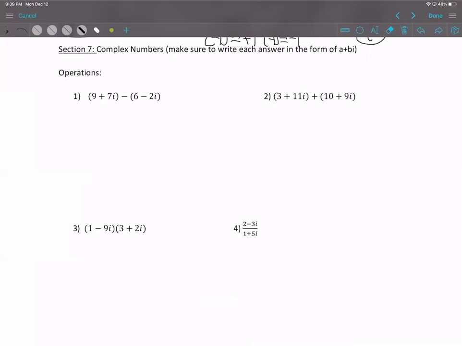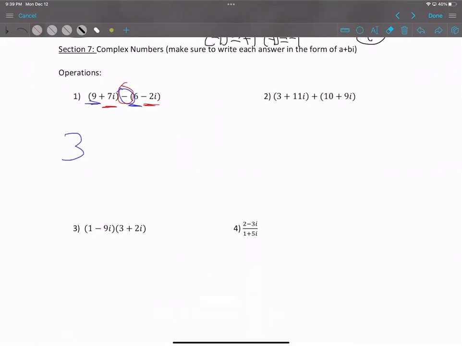Swope here with our next section, looking at some complex number stuff. Our first two questions are just adding and subtracting, essentially just combining like terms. So we'll start with our real number part, 9 minus 6. Pay attention to your operation, that would be 3. And then for our i part, we have 7i minus negative 2i.